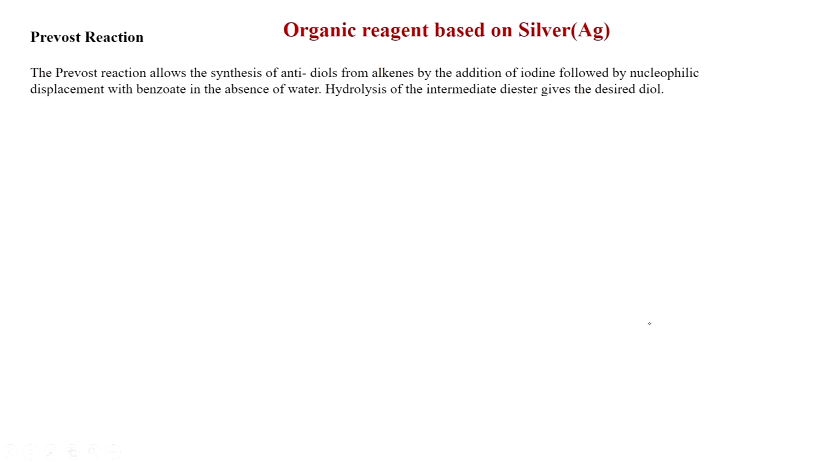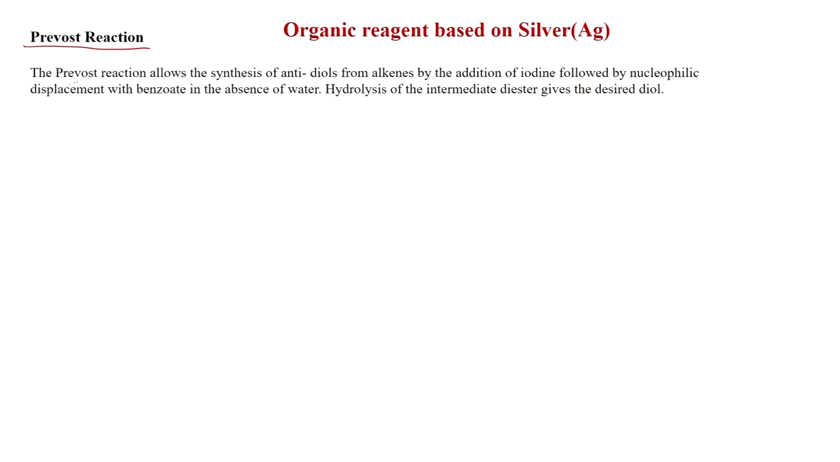So now we will see the Prevost reaction. In the Woodward reaction it is the syn addition, but the Prevost reaction, we will see, is trans addition. The Prevost reaction allows the synthesis of anti-diols from alkenes by the addition of iodine followed by nucleophilic displacement with benzoate in the absence of water. So this is very important. In the absence of water, hydrolysis of the intermediate diester gives the desired diol.